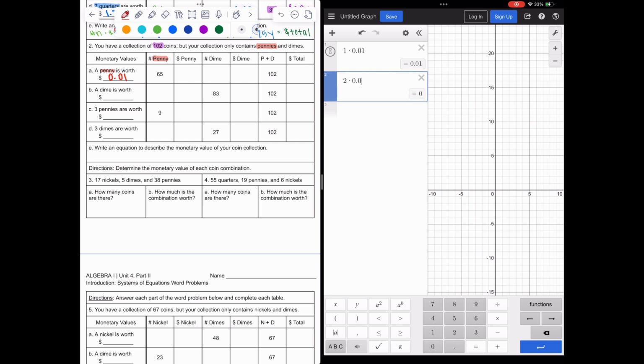1 penny, 2 pennies, you can see using Desmos what each one of those is worth. So if I'm asked what the value of 3 pennies is, I'm going to do 3 times 0.01, 3 pennies, 3 cents, or 3/100ths of a dollar. The next coin that we're looking at is dimes.